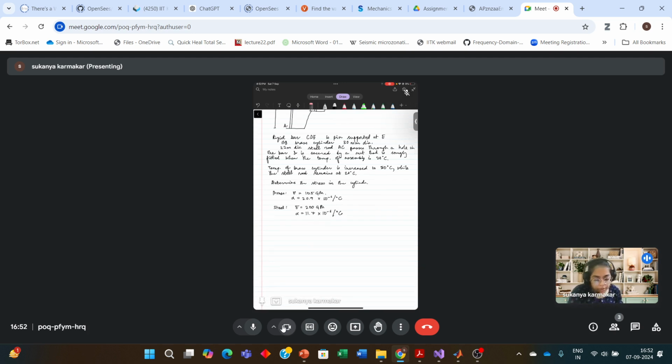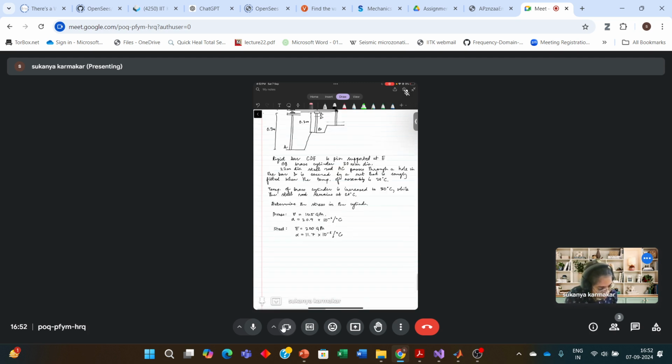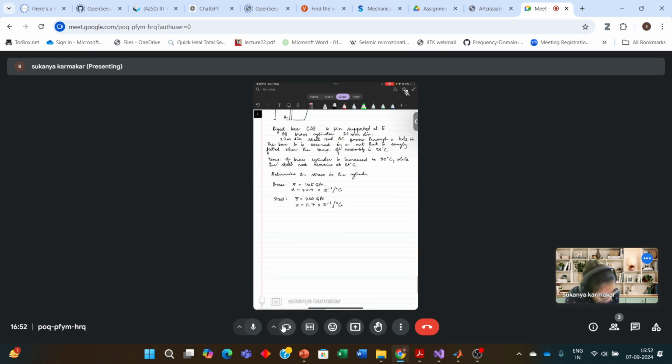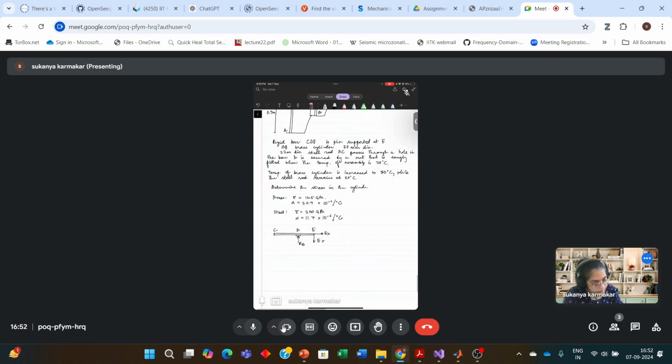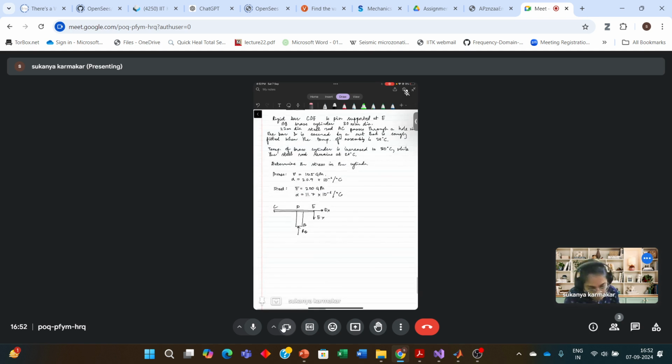So first, we'll draw the free body diagram of this system. C, D, E. E is pin supported. So you have the reactions EX and EY. On the cylinder B, it is just simply supported. So you have the reaction R, let it be RB with the cylinder.